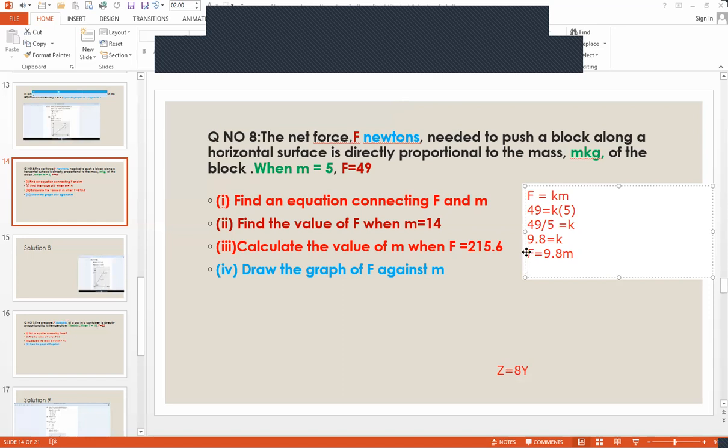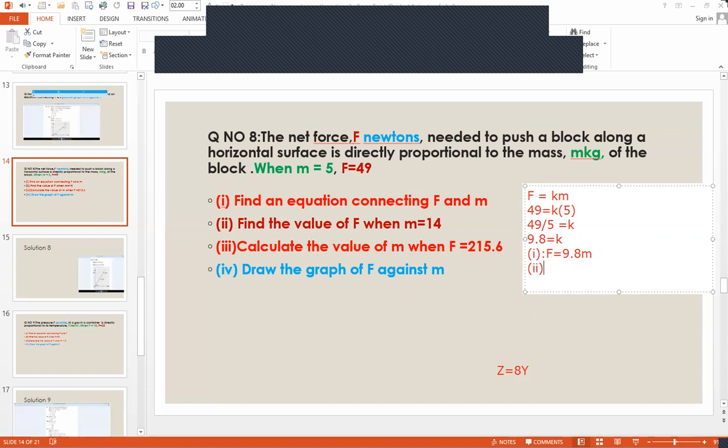Just have to put this. This one is the first part. I have to put a bracket. You've done the first part very easily. F is equal to 9.8 m, and that is the first part. You have to connect f with m. How you have to connect? By putting the value of k. And how you have to find the value of k? Very easily. The value of f and m are given. You just substitute, and then you have to solve, and you will get your answer. Clear? Now we move towards the second part of this question.